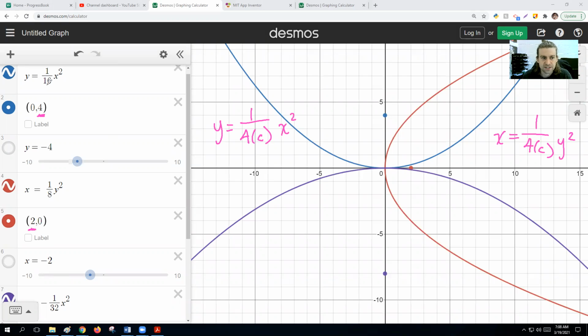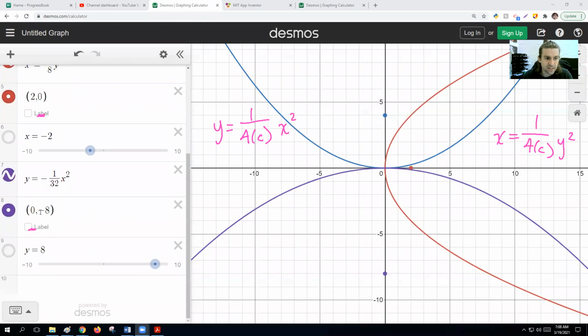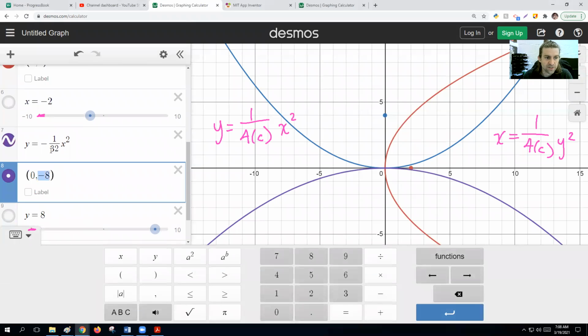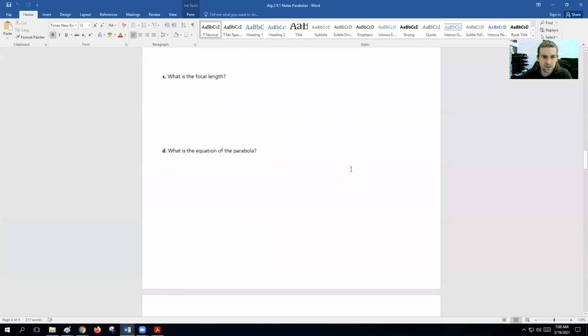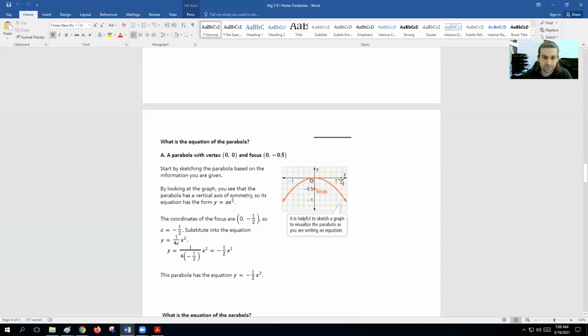In this problem here, our focus number was 4. 1/4 times 4 is 1/16. In this problem, our focus number was 2, so 1/4 times 2 is 1/8. In the problem below that, our focus number was -8, so 1/4 times -8 is -1/32. We can use that to help us out. As long as the vertex is at 0, 0, we can use that shortcut to get the equation now. And I would expect you guys to do that instead of doing that long formula.